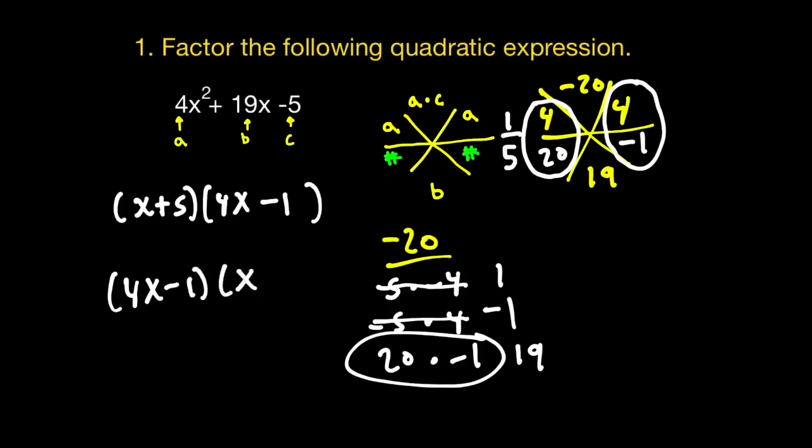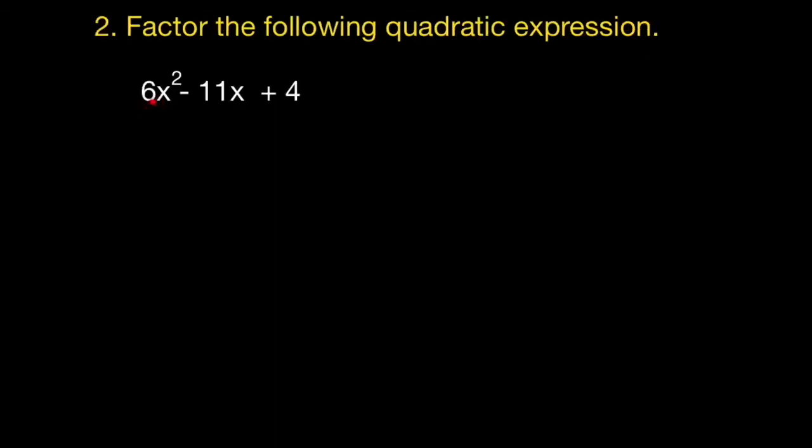4x minus 1 times x plus 5, but due to the commutative rule of multiplication, these two mean exactly the same thing. Keeping that in mind, let us now begin practicing with example number 2. Here we have 6x squared minus 11x plus 4. The first thing I check is to see if I can factor out anything other than 1, and after a few moments I come to the conclusion that I cannot, so I'll begin to label all of my key terms. My a value is 6, my b value is -11, and my c value is +4.